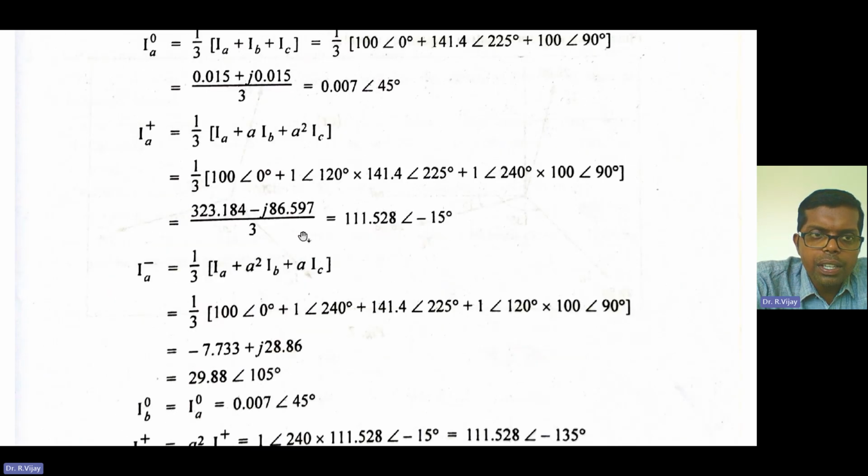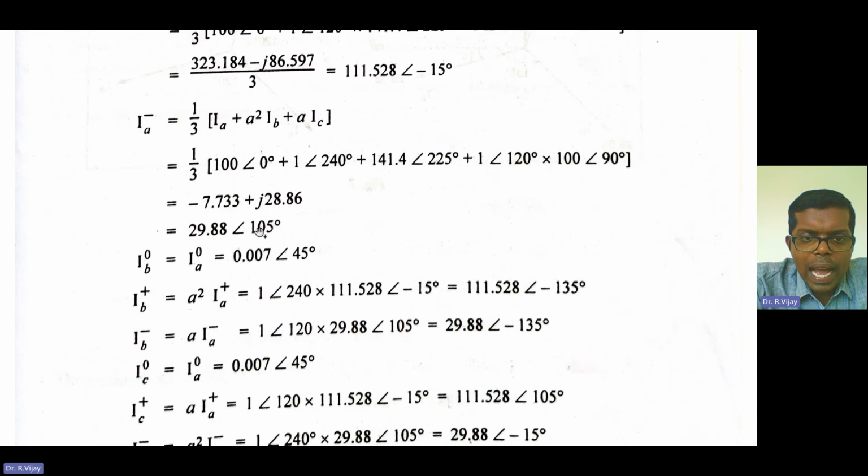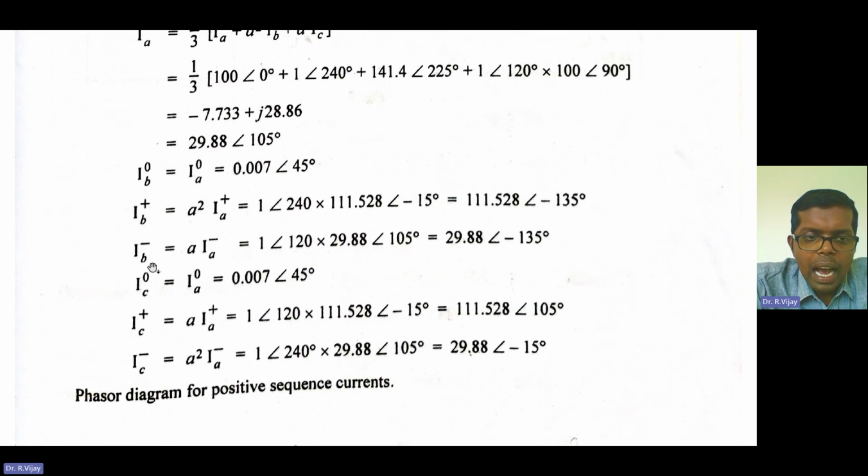What is the phase shift? IA negative is 29.88 at the angle of plus 105 degrees. Next, IB negative is 29.88 at the angle of minus 135 degrees. IC negative is 29.88 at the angle of minus 15 degrees.